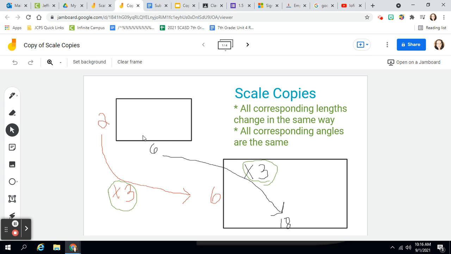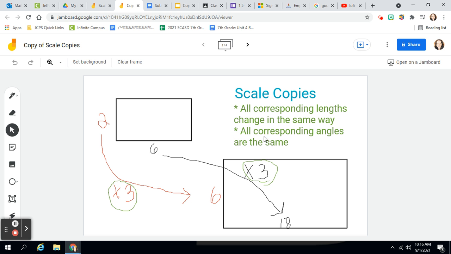Now this other side length on the rectangle is a 6, and its corresponding side here is 18. So we have to look and see, does the 6 go from 6 to 18, which again is times 3. So because we're multiplying by 3 for both, all corresponding lengths change in the same way.